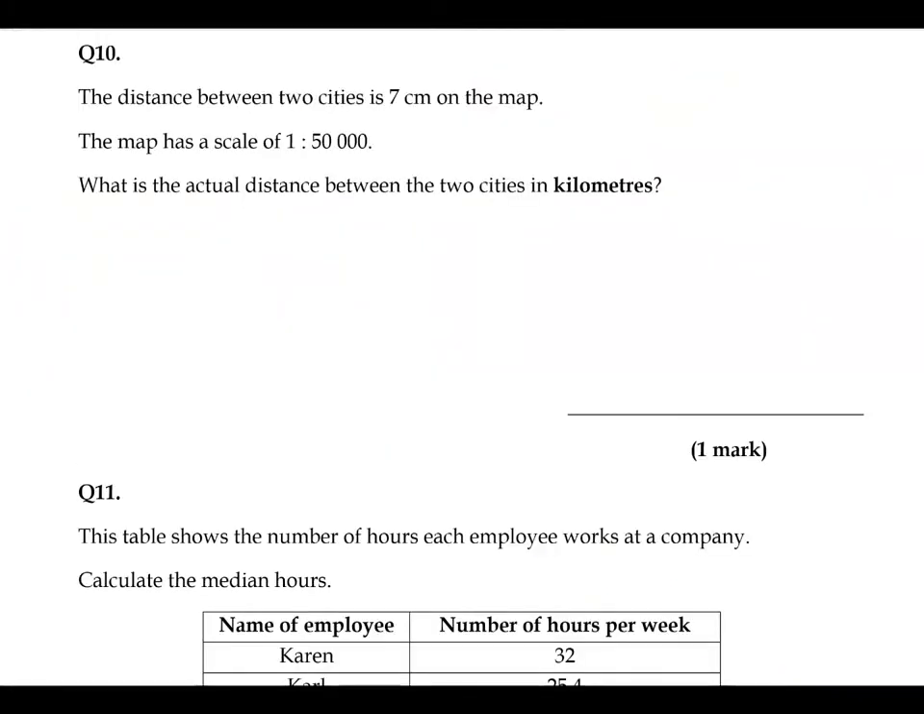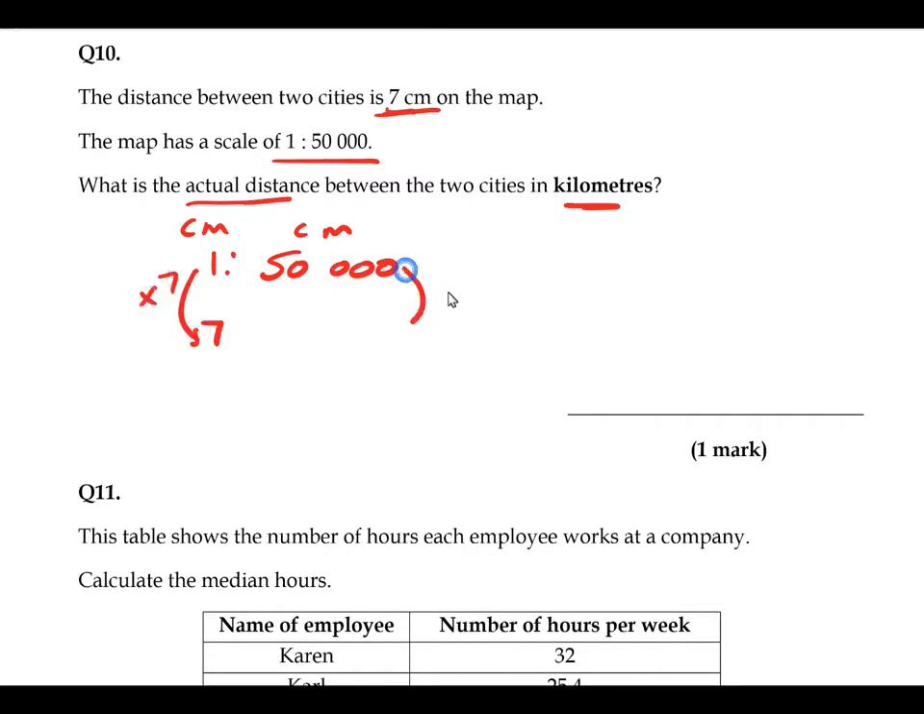Question 10. The distance between 2 cities is 7 centimetres on the map. The map has a scale of 1 in 50,000. What is the actual distance in kilometres between these cities? So our strap line is our 1 in 50,000. And you need to remember when you have a scale like this that it's centimetres to centimetres. Our map is on the left-hand side, so our reading from our map goes on the left, and we've multiplied it by 7. So we need to multiply the real world by 7.